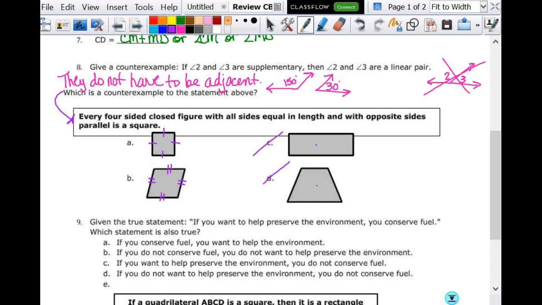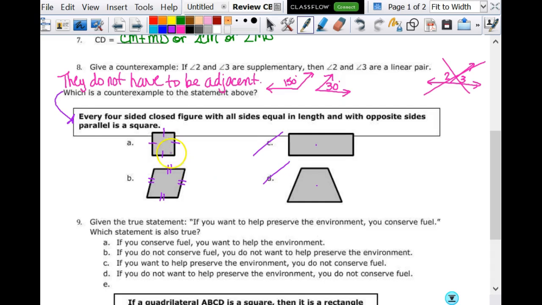And with opposite sides parallel, all right, so opposite sides are parallel in both of those, is a square. All right, so first part, all sides equal in length with opposite sides parallel. Those two are true. The second part is that it's a square, so I need the second part to be false to be a counterexample.